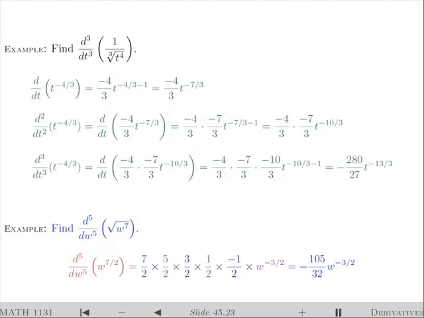This concludes our look at finding higher order derivatives of powers of variables. As long as the power is a constant, we can use this pattern.